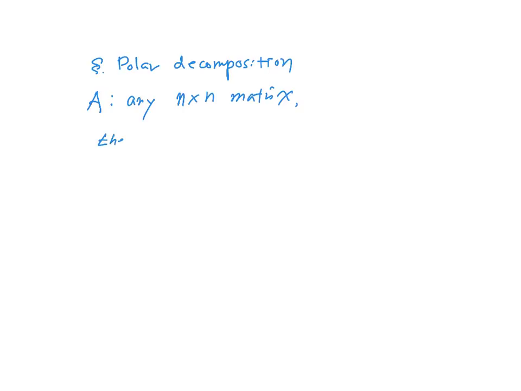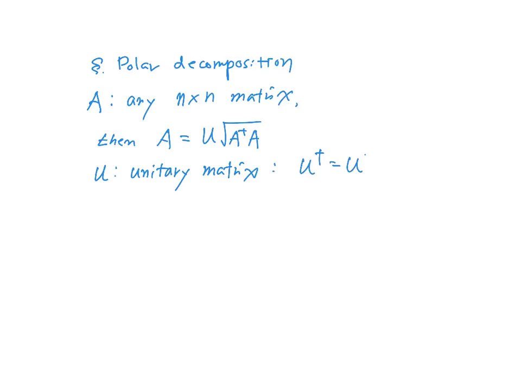Then A can be written as U times the square root of A dagger A, and U is a unitary matrix. Unitary means U dagger is U inverse. So any matrix can actually be written as the product of this unitary with the square root of A dagger A. This property is called polar decomposition.